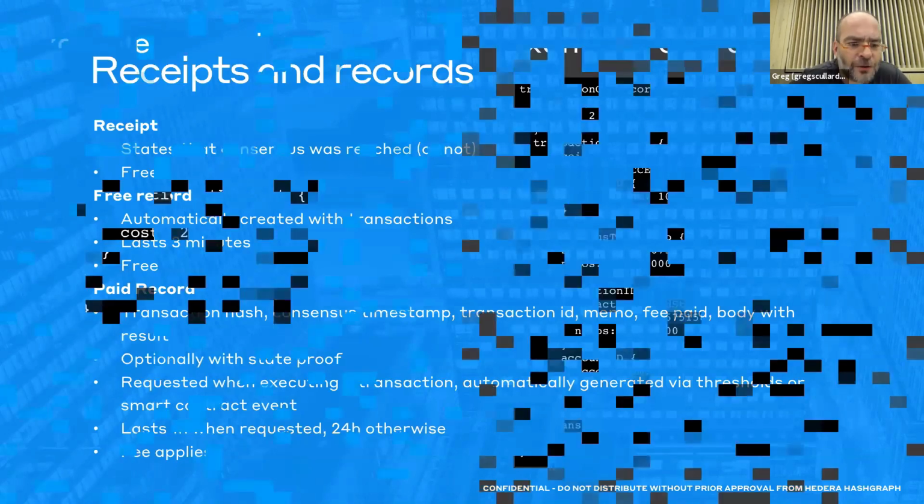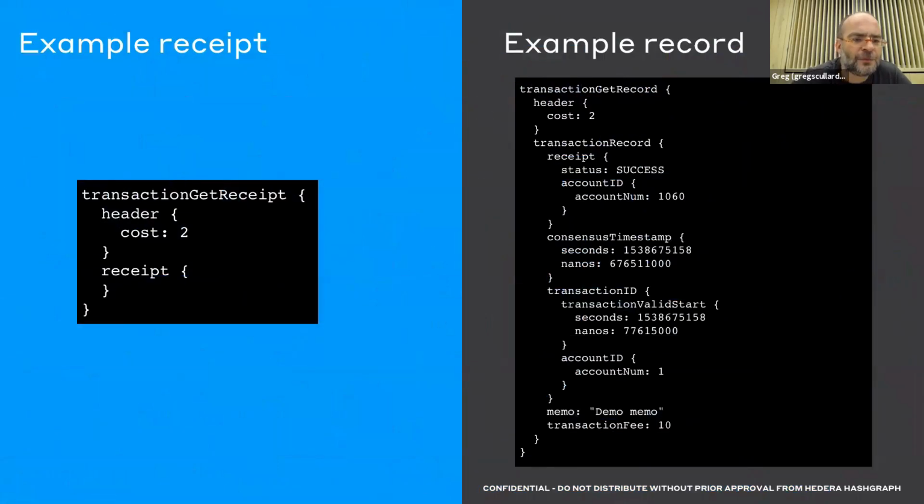So let's look at a record in a little bit more detail, or receipt and record even. Get receipt has a header and, sorry, that's the receipt response. So it doesn't contain a great deal of information, except that it would normally contain the result of your consensus, was it successful or not.